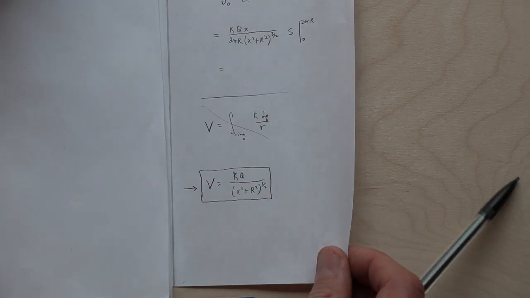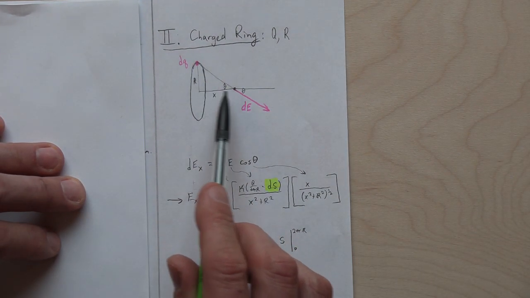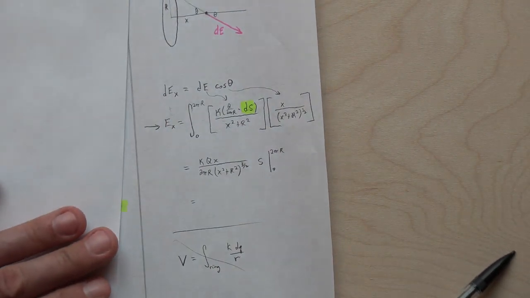Let me go down again, sorry for all the motion. It's right here. From the Pythagorean theorem, it's the square root of this squared plus that squared. That's what you plug into kq over r.